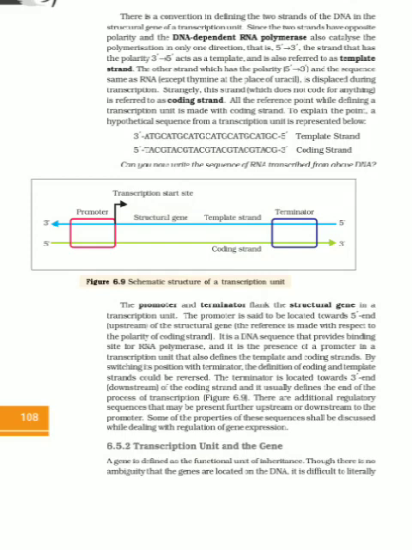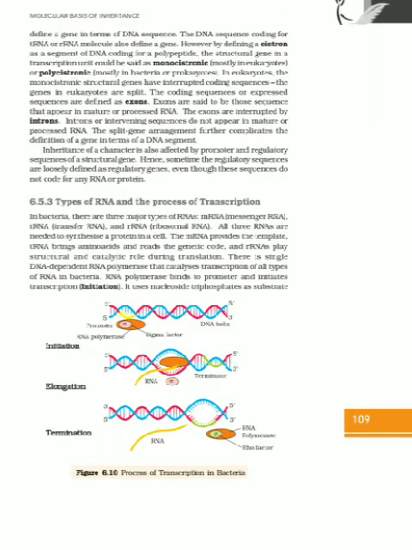Transcription unit and the gene. A gene is defined as the functional unit of inheritance. Though there is no ambiguity that the genes are located on the DNA, it is difficult to literally define a gene in terms of DNA sequence. The DNA sequence coding for a tRNA or rRNA molecule also defines a gene. However, by defining a cistron as a segment of DNA coding for a polypeptide, the structural gene in a transcription unit could be said to be monocistronic, mostly in eukaryotes, or polycistronic, mostly in bacteria or prokaryotes.